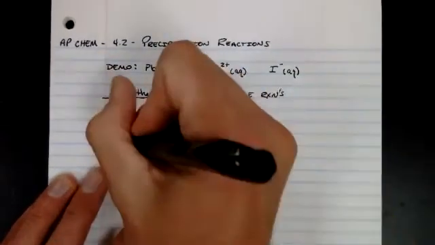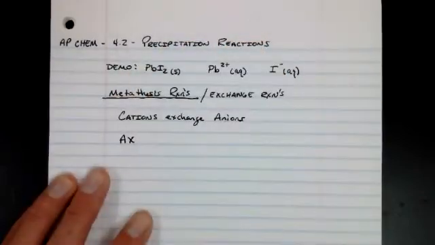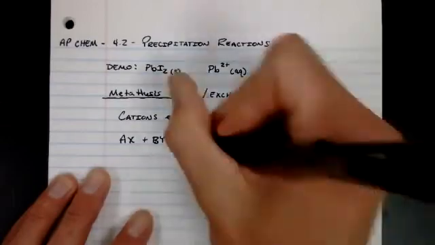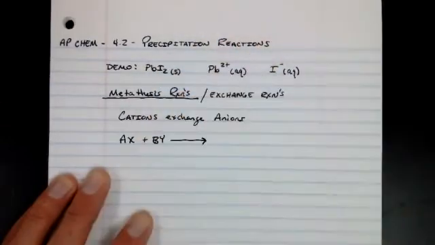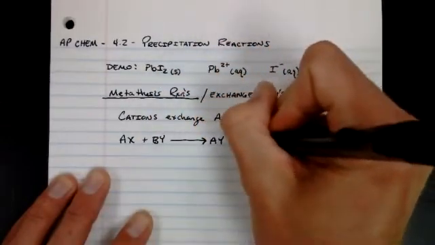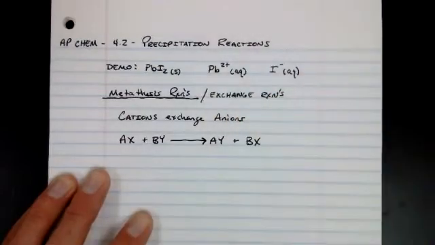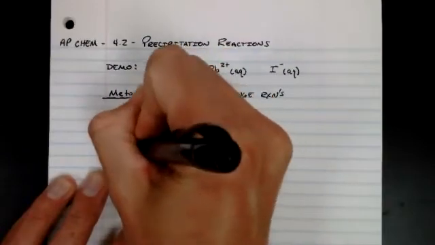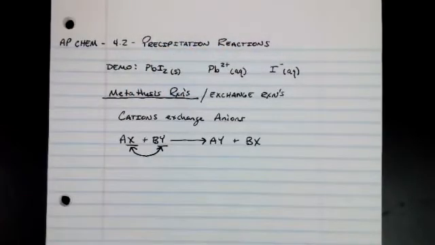We can represent that generically with this equation here. AX plus BY ends up producing AY plus BX. And it doesn't take too much effort here to notice that my cation A and my cation B have simply switched the anions X and Y with one another, okay?